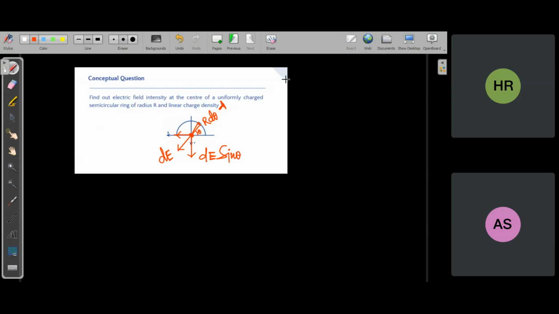Write the expression of dE and then do it. If you have any doubt you can ask. If you can do it then we'll go to the next. You can just tell me the process and we can go to the next.